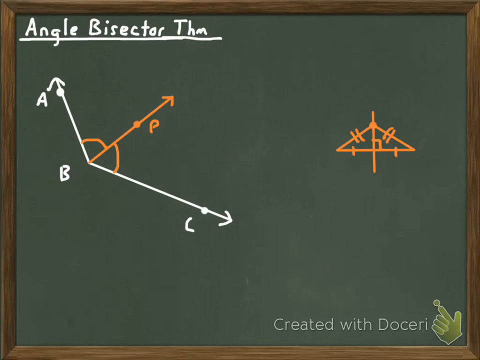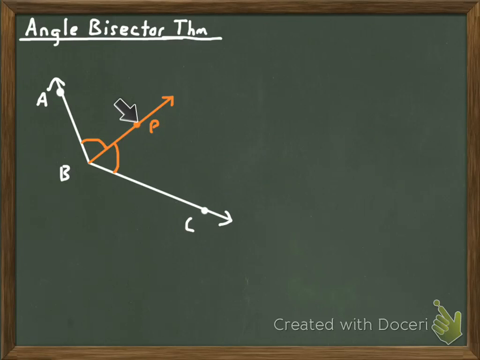I'm about to throw out that word equidistant to you once more with angle bisectors. However, we're not going to say that a point that's on an angle bisector is equidistant from the endpoints of the angle, because there's no such thing as the endpoints of an angle, all right? But what I am going to tell you is that if a point, such as point P, is on the bisector of an angle, then that point is equidistant from the sides of the angle.